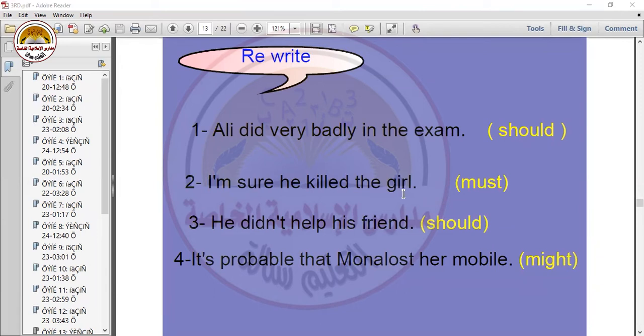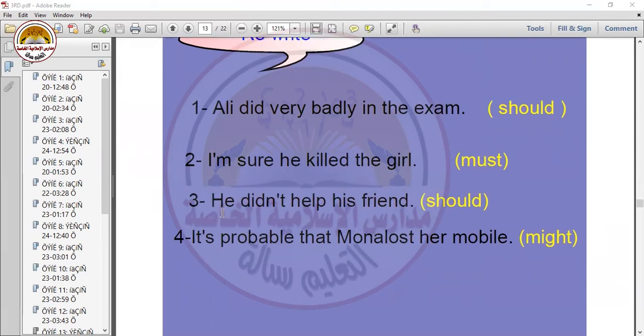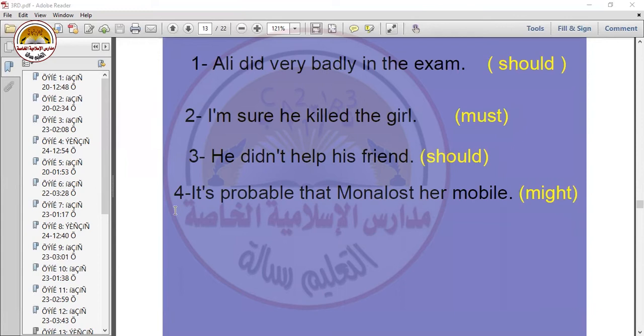I'm sure he killed the girl. He must have killed the girl, yes. I'm sure. Number three, he didn't help his friends. He should have helped his friends. Yes, very good. Number four, it's probable that Mona lost her mobile. Mona might have lost her mobile. Okay, thank you.